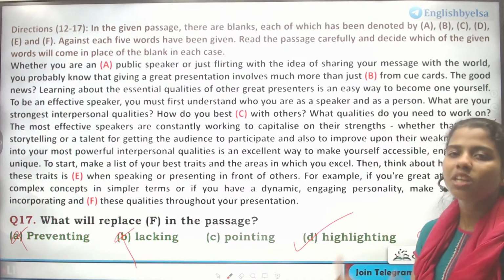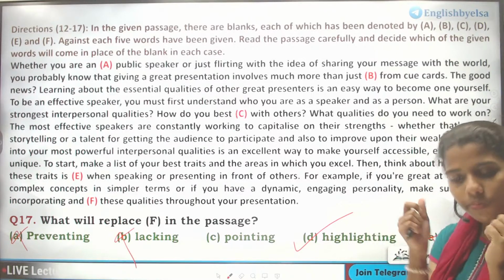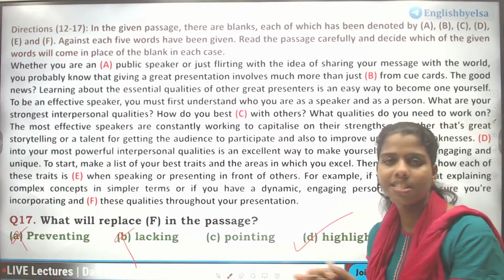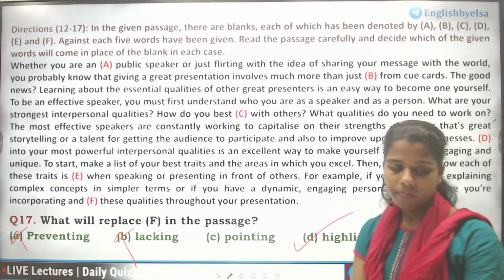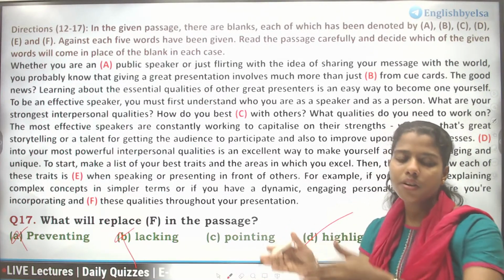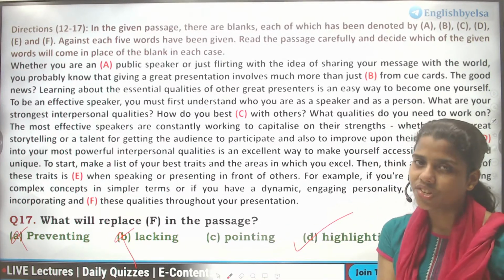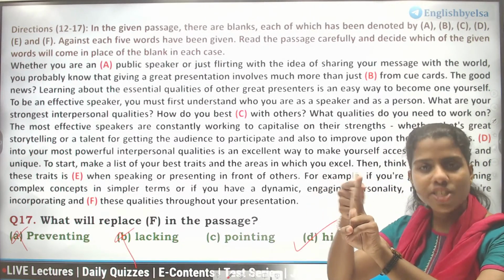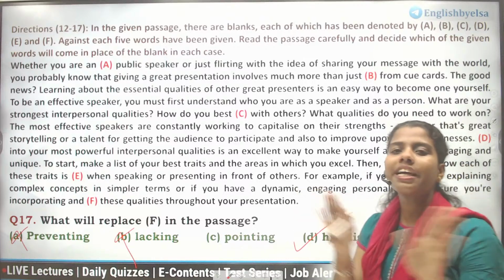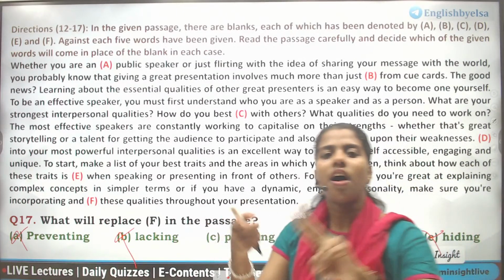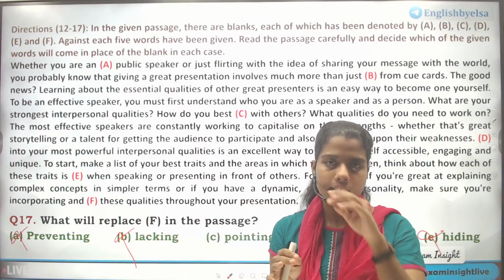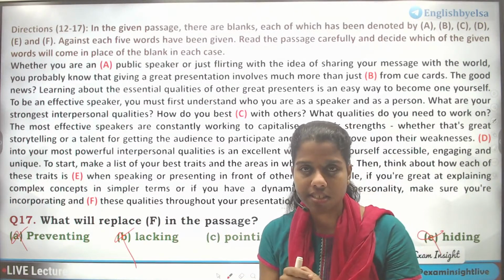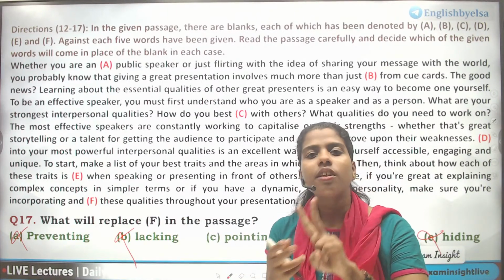We are done with closed test. This is the time you should take for closed test, not more than this. Closed test should be solved before passage, if the combination is such. If the combination is parajumble and RC, you won't get all three. Parajumble, RC, and closed test, you won't get that. It's a rare chance. Yes, you will get the combination of two.